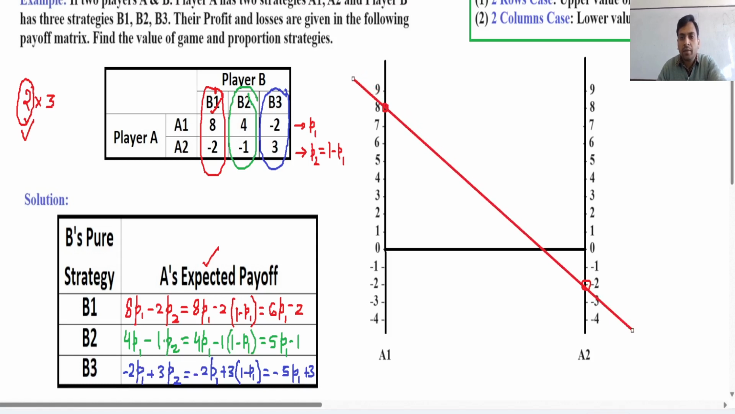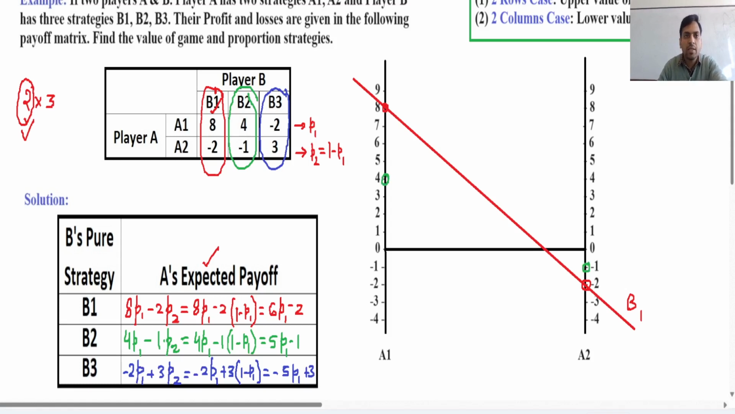This is 8 and minus 2. And we will write the name of this strategy as B1. Now the second strategy, we are using green color, 4 and minus 1. 4 is for A1, so this location. And the second location for A2 is minus 1, this means this location.